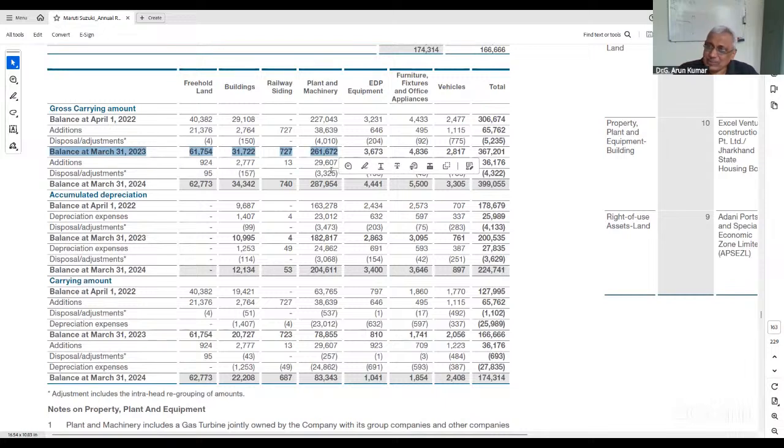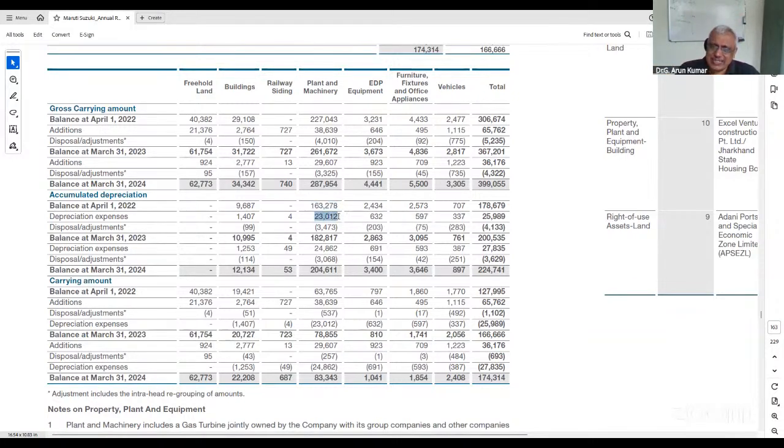That is the original value, the purchase value. I've made some additions during the year. I've sold some during the year, so that is disposals. And this is the net balance as of 2024. But now there is depreciation, the depreciation expenditure for the year. What is the accumulated depreciation so far? 163,278. Every year I'm accumulating depreciation.